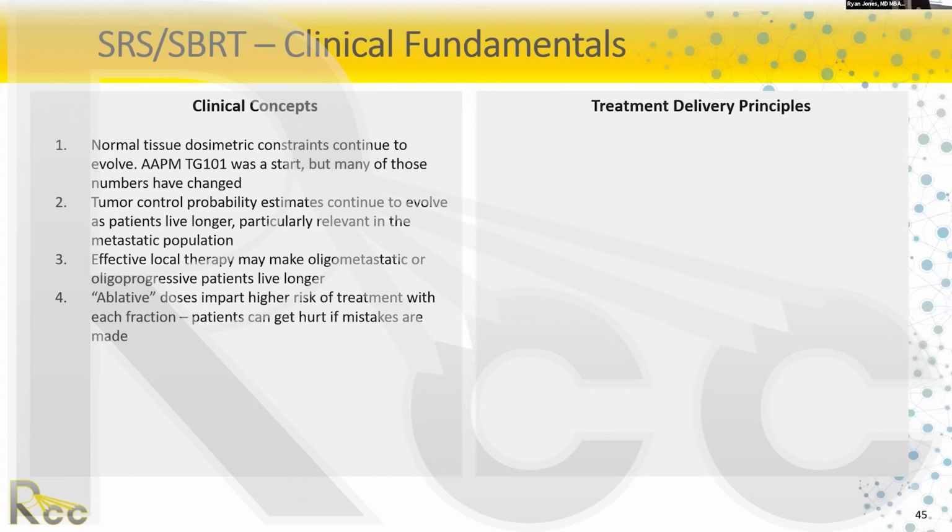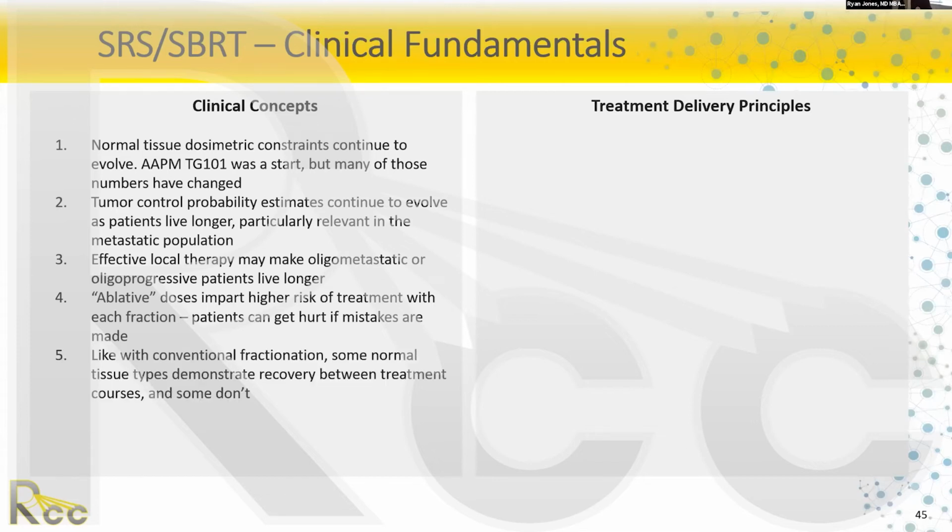Ablative dose imparts higher risk, and patients can get hurt if mistakes are made. This requires an extremely high degree of care. As with conventional fractionation, some tissues demonstrate recovery between treatment courses, even after SBRT, and some don't. In terms of treatment delivery, thinking through what I would want people to have as the key takeaways?